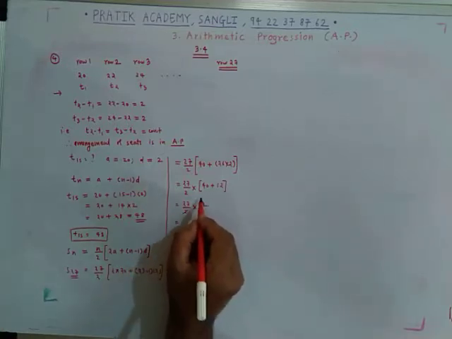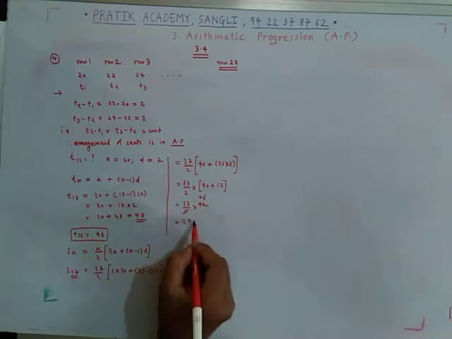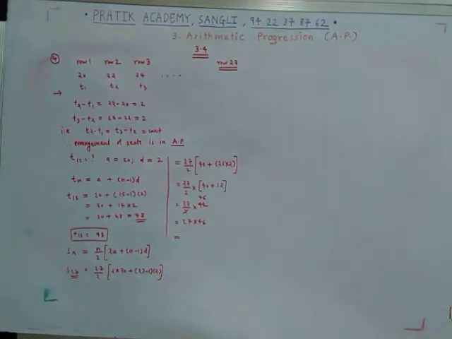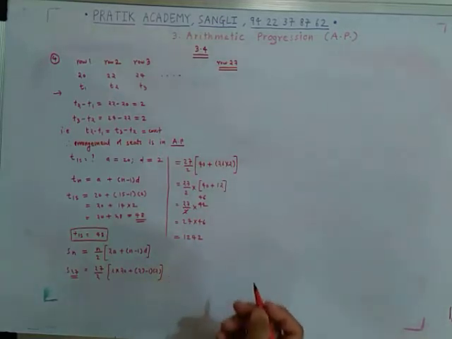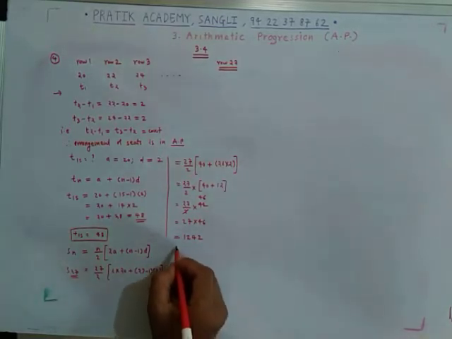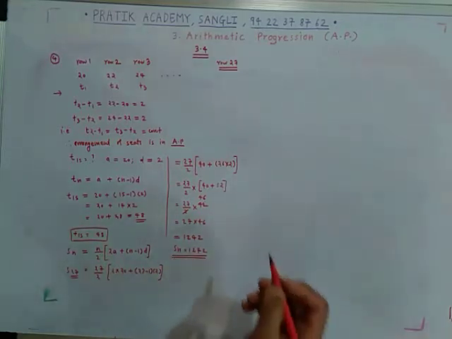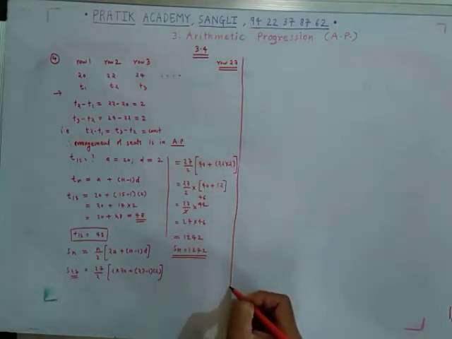Now 92 divided by 2 is 46, so we get 27 into 46. Carrying out this multiplication, we get the answer 1242. So the total number of seats is 1242. This is the answer for question number 4.